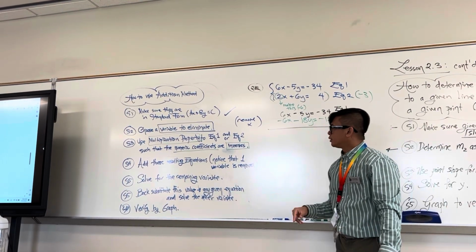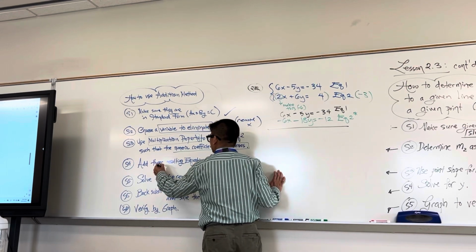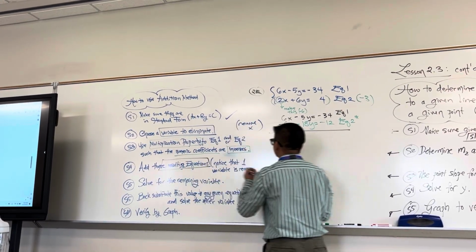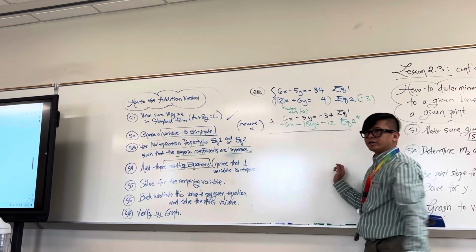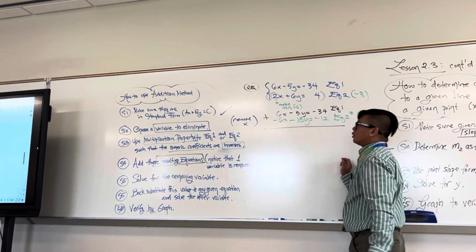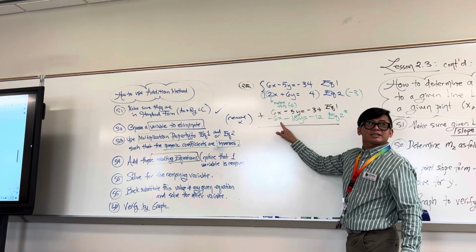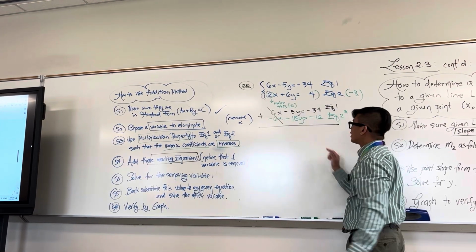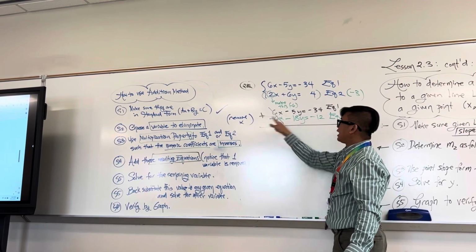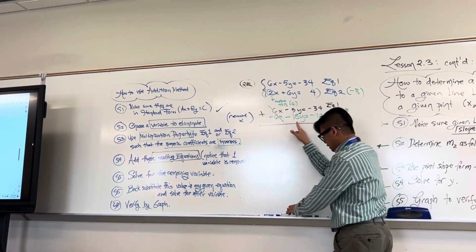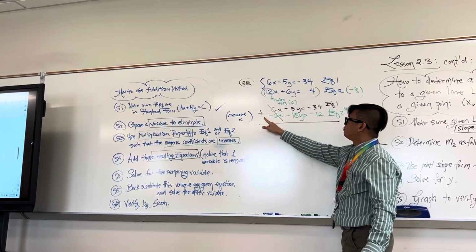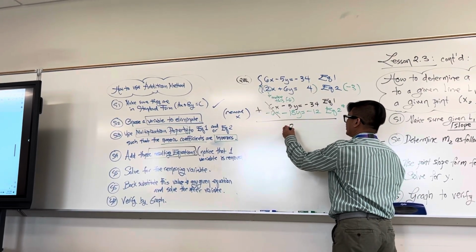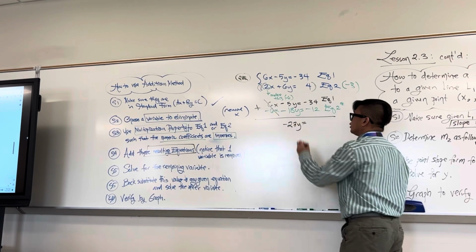Add these resulting equations. Okay. So those resulting equations, add them together. 6x minus 6x, 0, so that's going to cancel. Negative 5y plus negative 18y. So be careful with the negative signs, guys. Negative 5 plus negative 18, negative 23y. Very good.